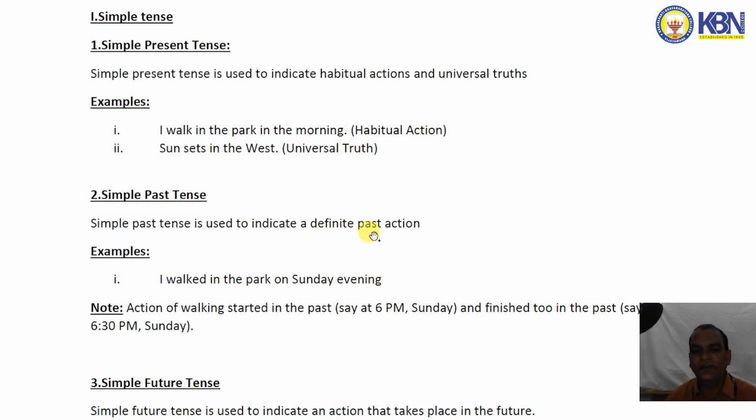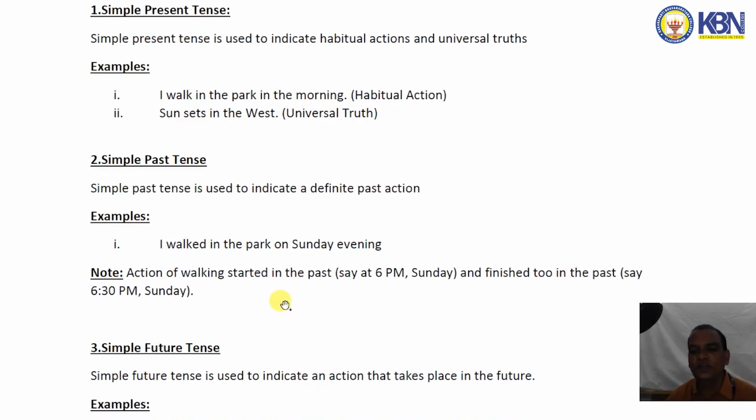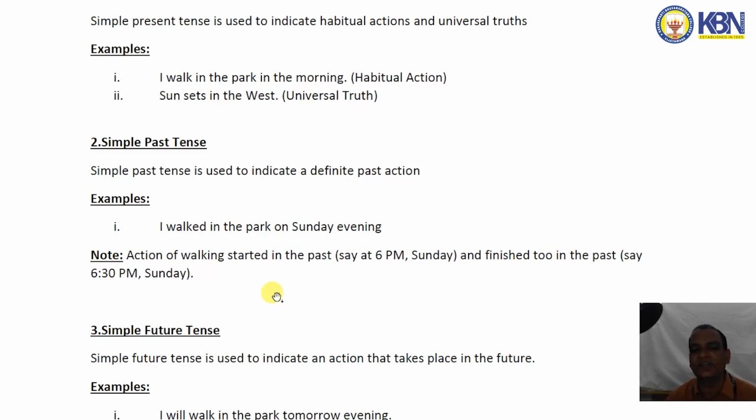Here, definite past action. Simple past tense indicates definite past action. Here, especially the time is given, that is Sunday evening. So here you have to follow the note. Action of walking started in the past, say at 6 p.m. Sunday, and finished too in the past, say 6:30 p.m. Sunday. So it is an activity that was performed by me, especially on Sunday evening. Why? Because simple past tense indicates definite past action.